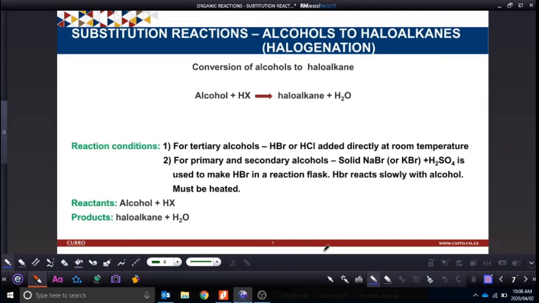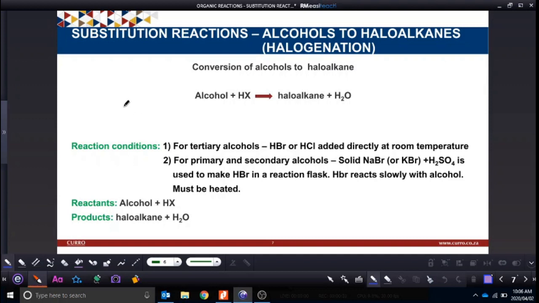Okay, our second substitution reaction, where we find halogenation still, is where we convert an alcohol to a haloalkane. The alcohol will bond with a hydrogen halide to form a haloalkane and water. The reaction conditions for tertiary alcohols.